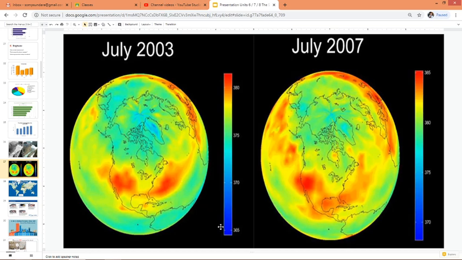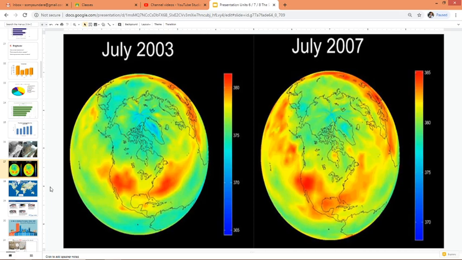The blue color shows cool temperatures, as the red colors, the darker, redder colors, show hot temperatures. All right, so you explain. Now you want to emphasize. The important thing to remember here is that global temperatures around the world have increased from July 2003 to July 2007. All right, so there you did IEE on a photograph.